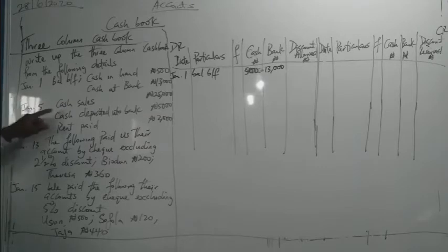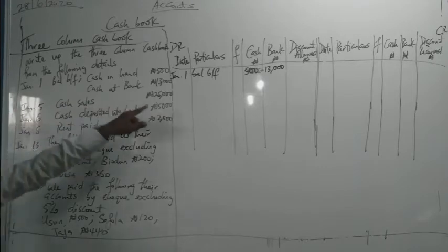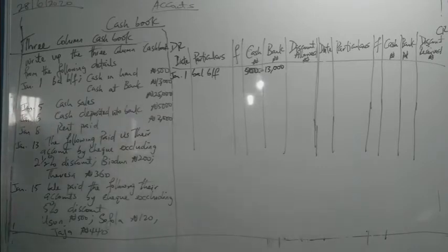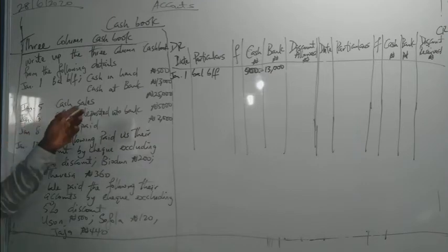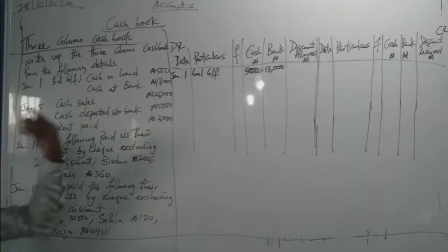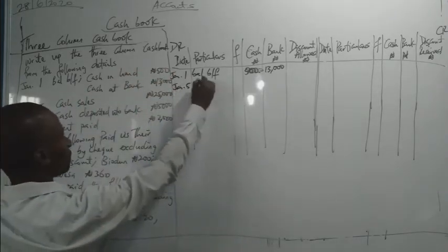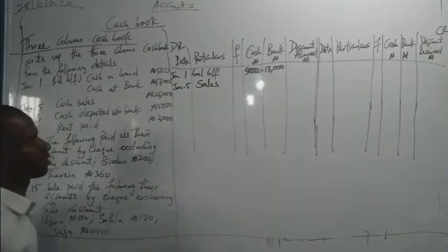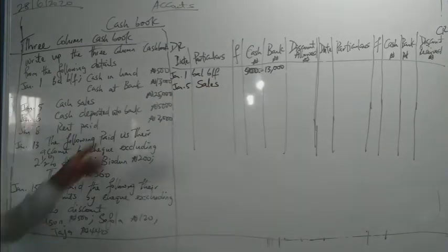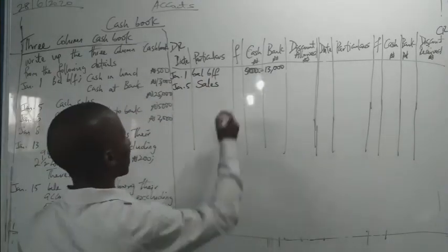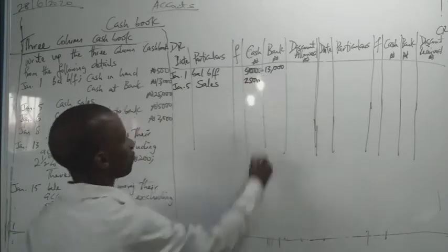January 5th, cash sales, 25,000 naira. Money is coming in in form of cash sales. And when money is coming in, remember, debit. January 5th, sales. How much sales? 25,000 naira. Cash. We'll put it here.